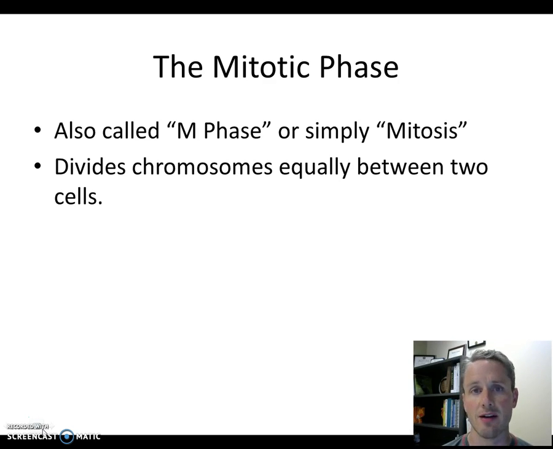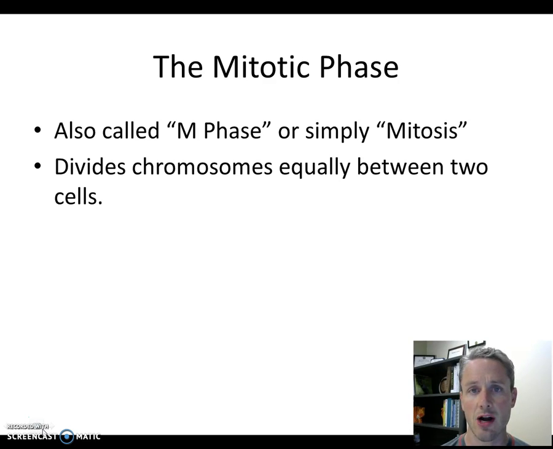This step of the cell cycle functions to divide up chromosomes equally between two cells. So we're going to walk through the steps, and we're going to pay a lot of attention to chromosomes, what they're formed out of, how they're moved around, and how that divides these chromosomes equally between two cells during the process of cell division.